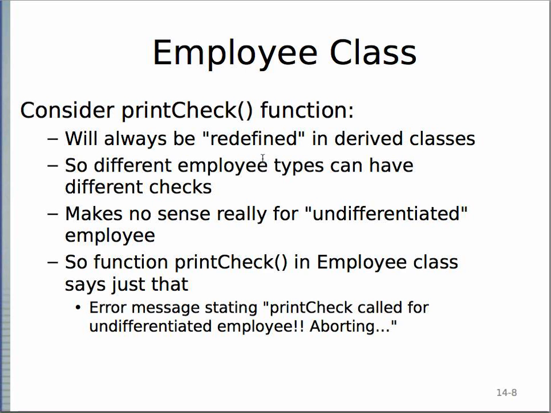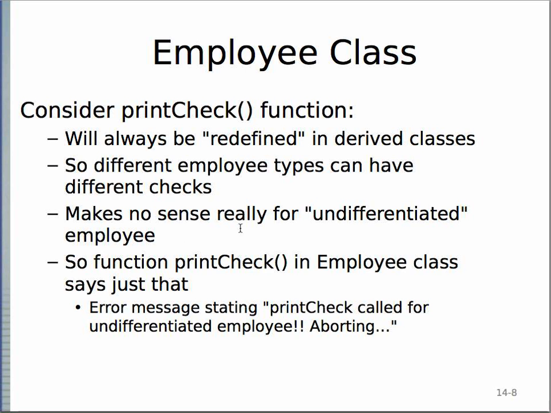Okay, so what you will see is that the print check function of the employee class will always be redefined in derived classes. So the two derived classes we looked at were salaried employee and hourly employee, and we saw that the print check function there works. There it was redefined, or in Java we say overridden. So the different employee types can have different checks. It doesn't make any sense for there to be an undifferentiated or just plain employee object.